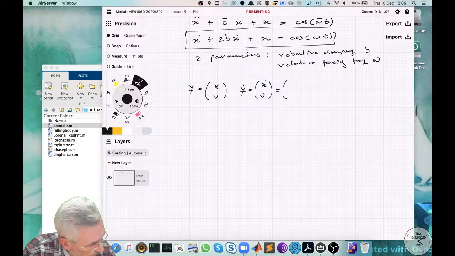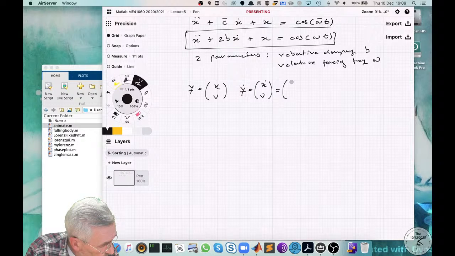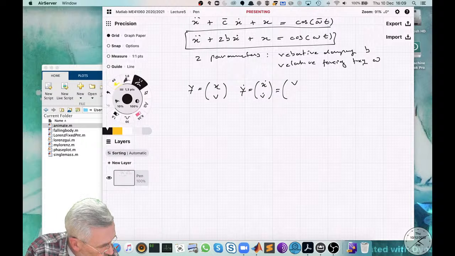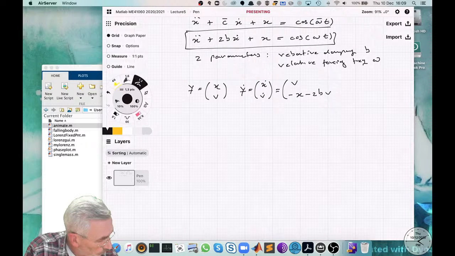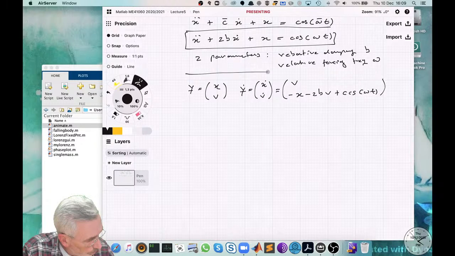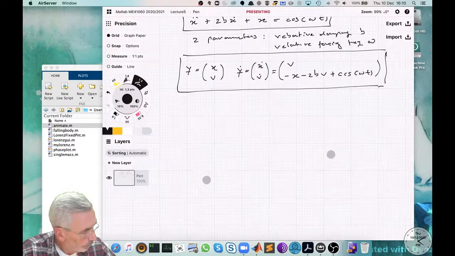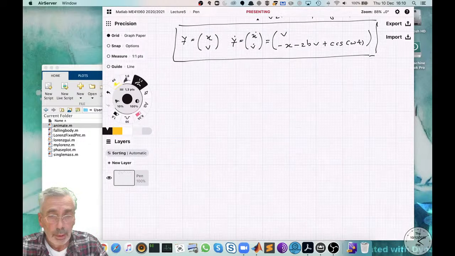Well, x dot equals v, that is simple, and then for the next equation, v dot, we have to look at this equation: minus x, and then minus 2b v, and then plus cosine omega t. This is now the system that we're going to program in our Matlab script. So let's scroll that up a little bit so it's visible. Yep, and then we go back to our Matlab.